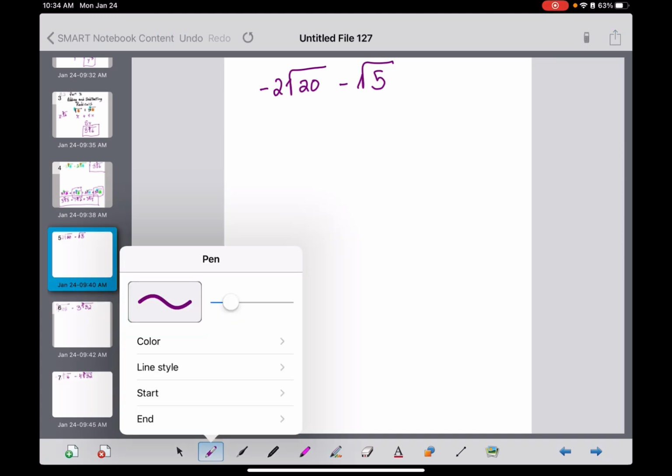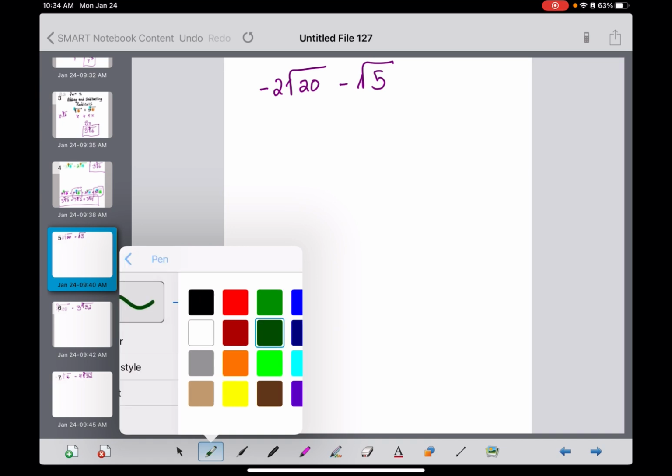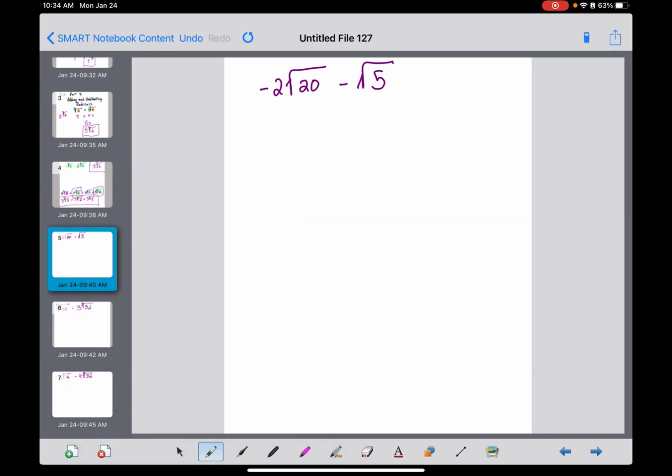So we revert back to what we did on Tuesday of last week, where we do our factor tree for 20. 20 breaks down to 4 times 5. 4 is 2 times 2. Because our index is 2, we're looking for partners of 2. There's a partner.